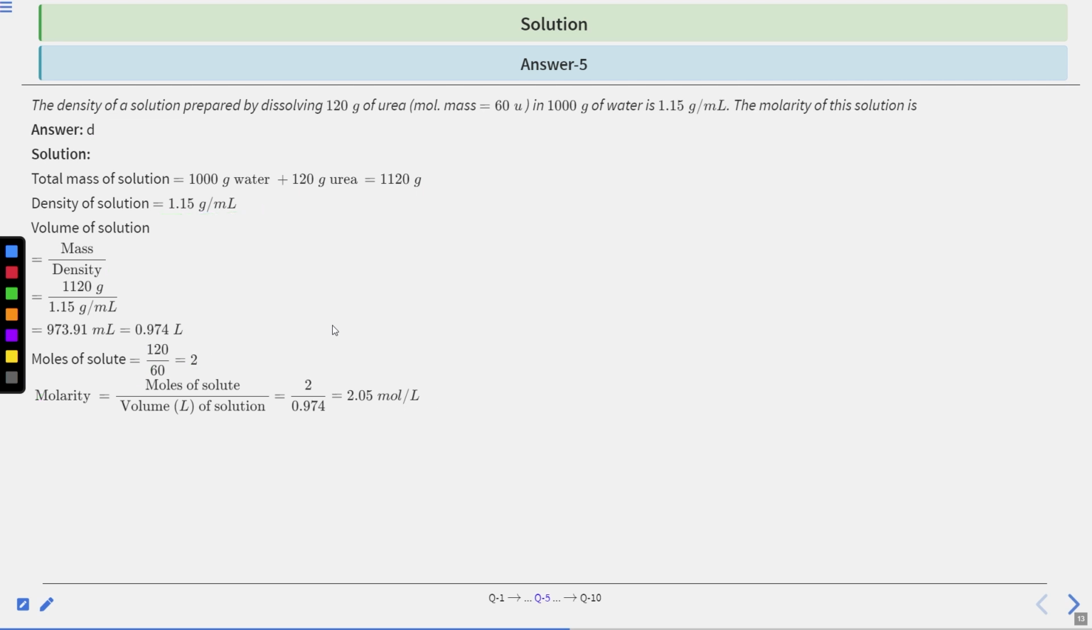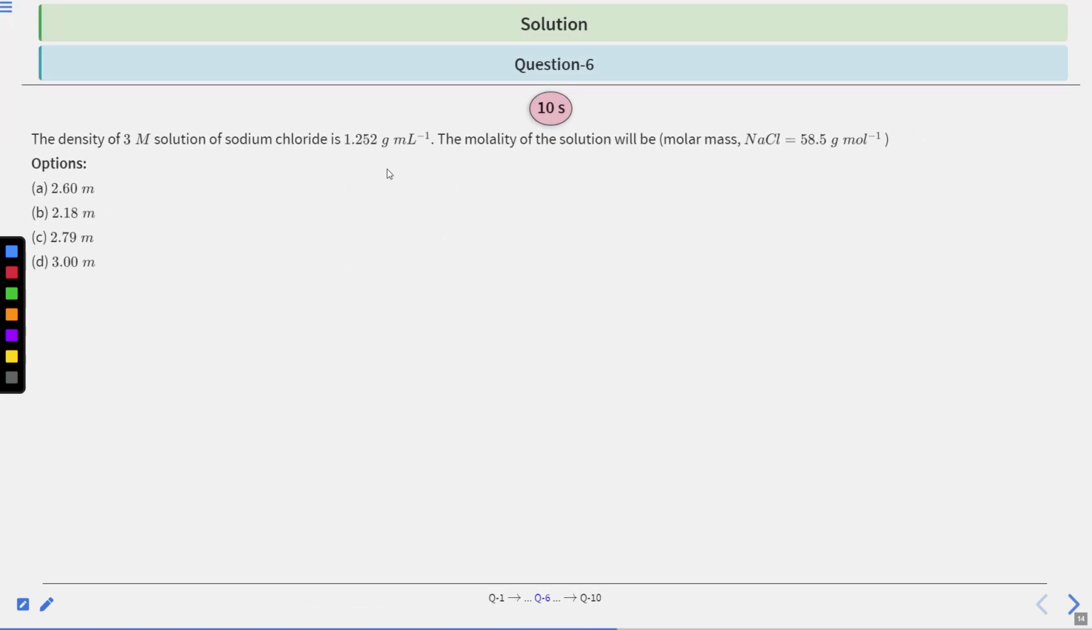Okay, let's move to next question. Question number 6. The density of 3 molar solution of sodium chloride is 1.252 gram per milliliter. So we have given a density for the sodium chloride solution, which is 1.252 gram per milliliter, and the molarity of the solution is 3 molar. The molality of the solution will be, so we have to find out the molality of the solution.